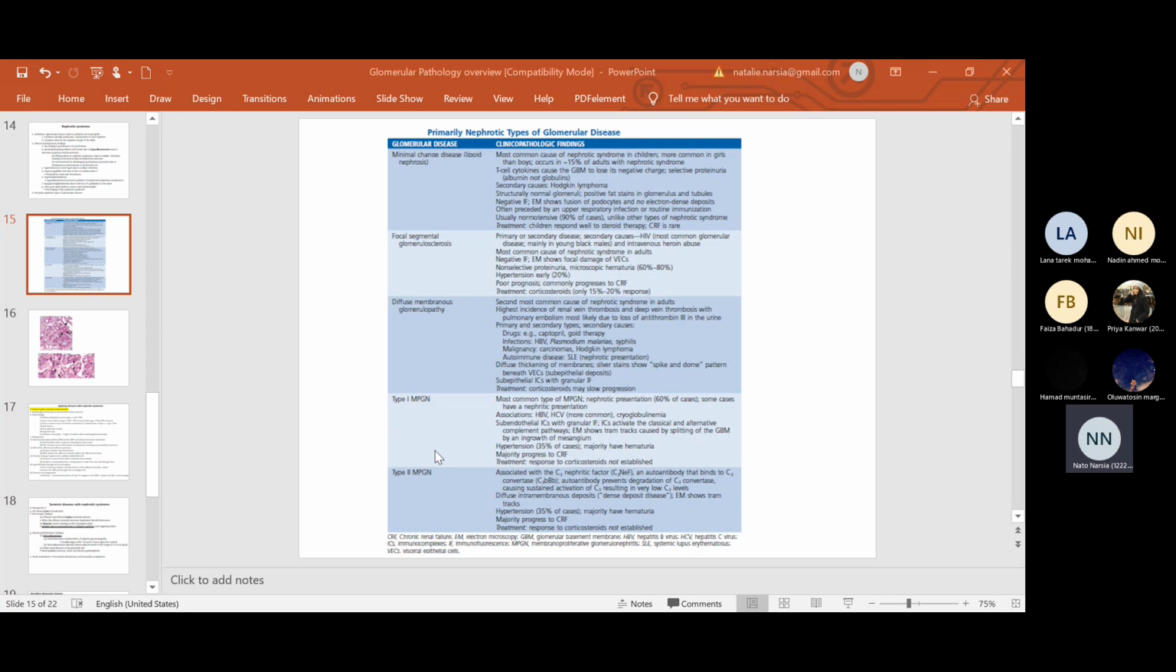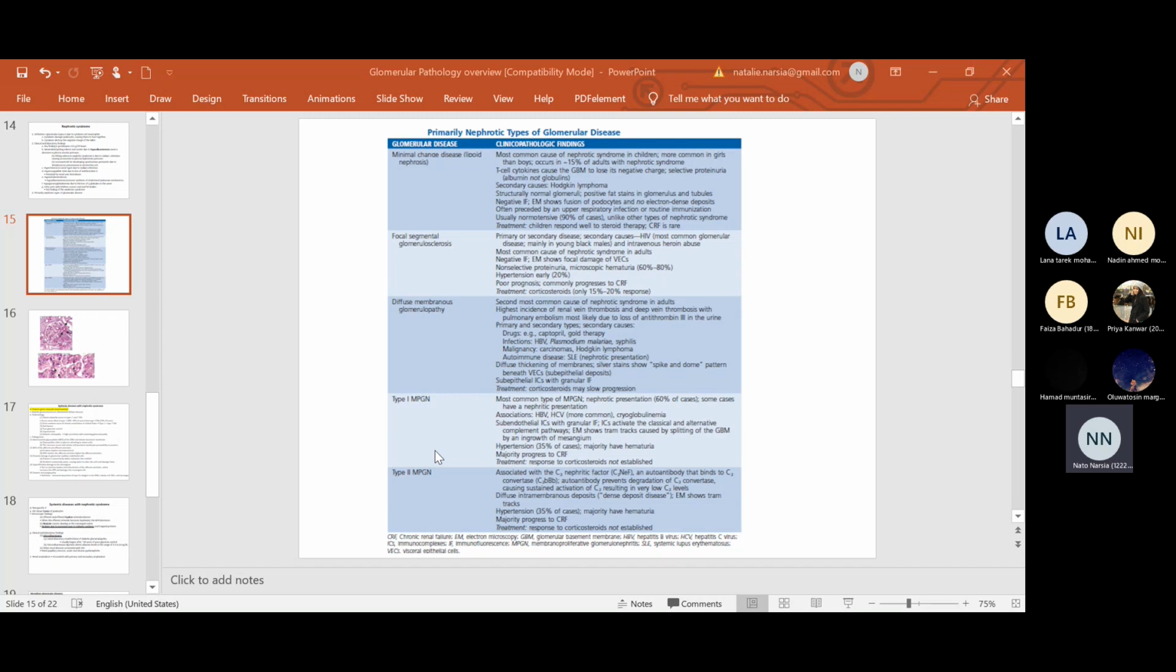All nephrotic syndrome pathologies, guys, are idiopathic. Okay, idiopathic. That means we don't know the etiology. You remember in nephritic syndrome, we knew the reasons, like streptococcal infection, or for example vasculitis, immune complexes. We knew that, but here most of them are idiopathic. But in some cases, we know the reason.